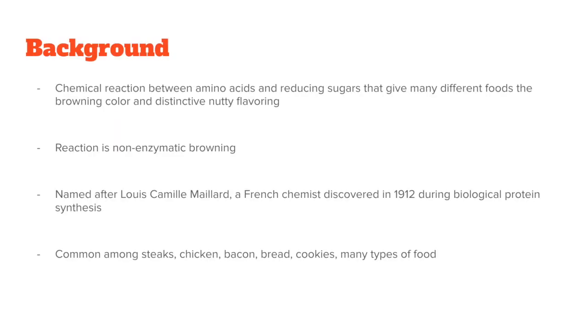A little bit of background on the reaction. It is a chemical reaction that occurs between amino acids and reducing sugars, and this is going to give off the browning color we see on many different types of foods, as well as certain odors and flavorings, like a nutty or savory type flavor.